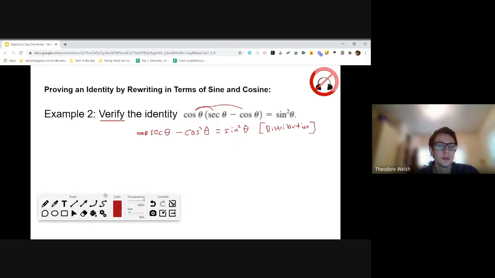First of all, something I'm noticing is that our end product has to be something squared. We now have something squared, so that makes me feel like we're on the right track. We still don't have everything as sine and cosine, so let's convert this secant here to 1 over cosine.